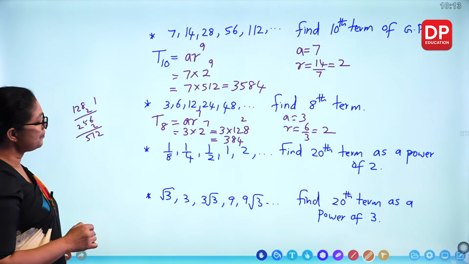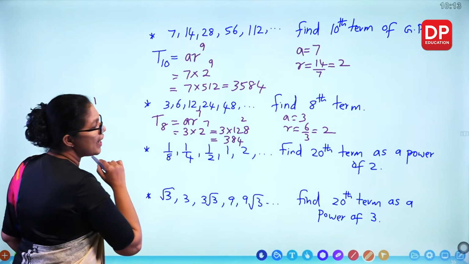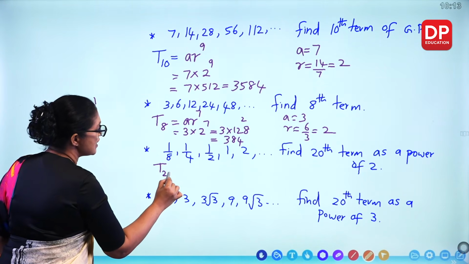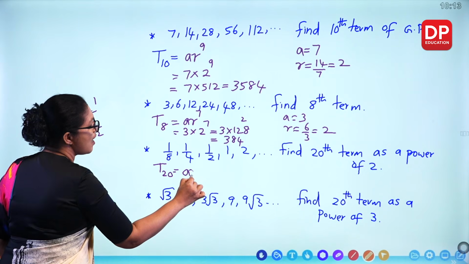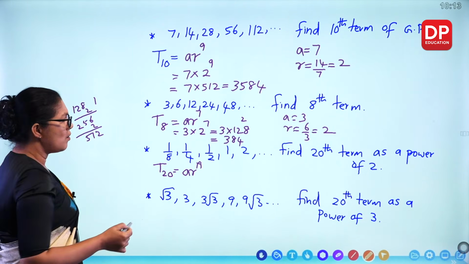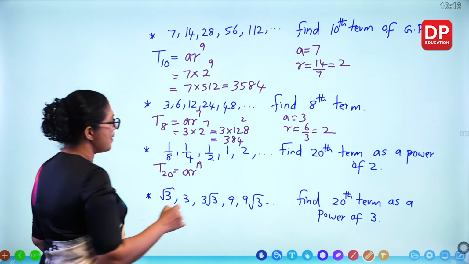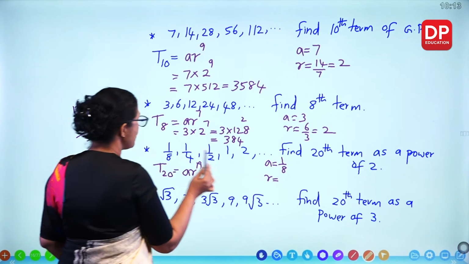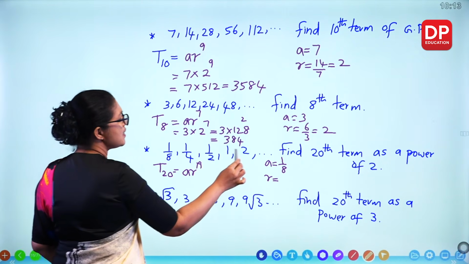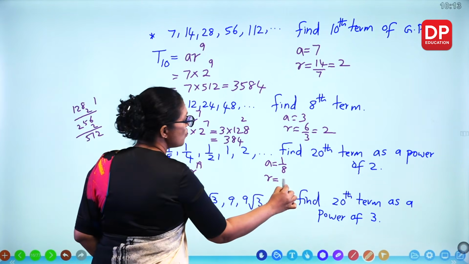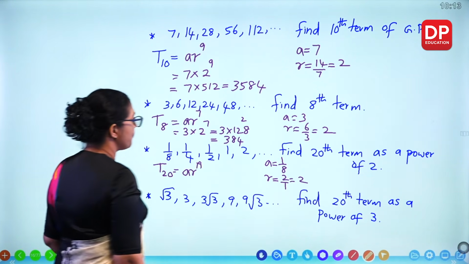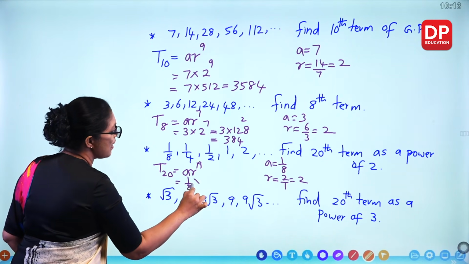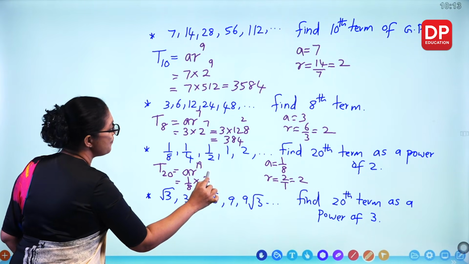This one, you are asked to find out the 20th term as a power of 2. So T20. What is T20? AR to the power 19. Now identify what is A. A is 1 over 8. Ratio is any term divided by its previous. So we will take this one. 2 divided by 1, you get 2. Apply to the formula. 1 over 8 multiplied by 2 to the power 19.